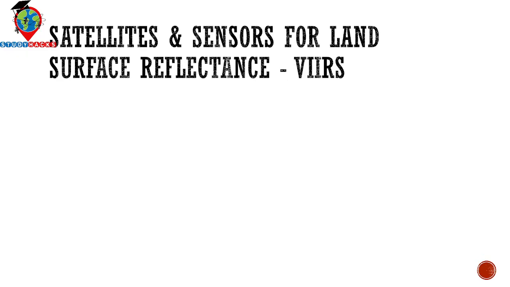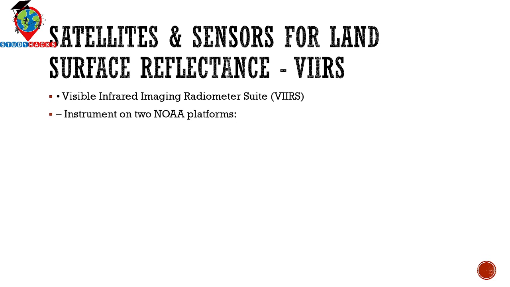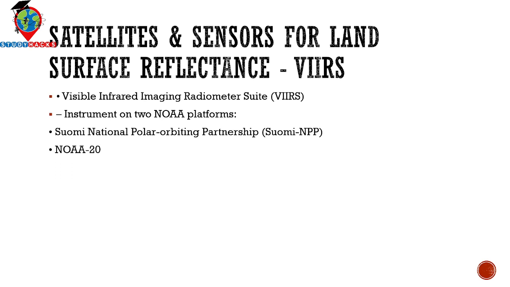So now we talk about the satellite and sensor for land surface reflectance. It's called VIIRS, the Visible Infrared Imaging Radiometer Suite. So this is the full form of VIIRS. Basically it has two platforms: one is the Suomi National Polar-orbiting Partnership and the other is NOAA-20. So these are the two platforms.